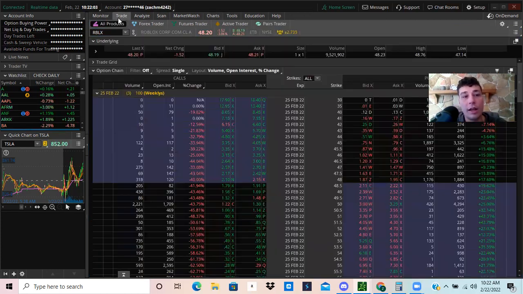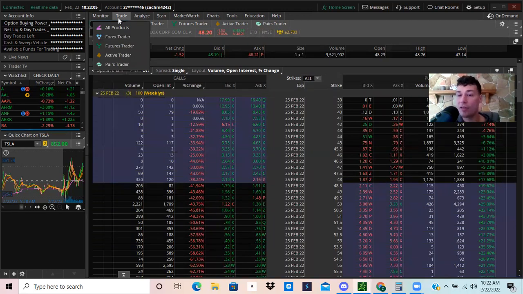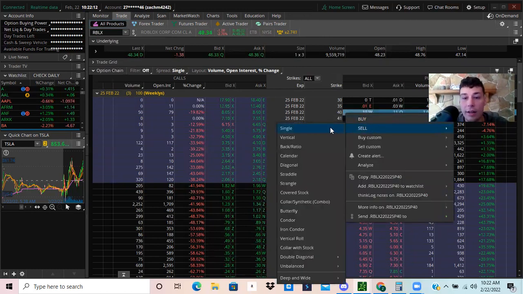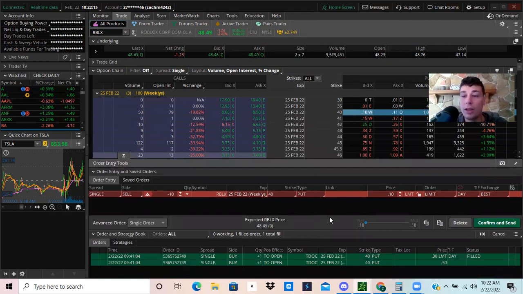What you can do is set that capital to the side. If you have enough money to buy 100 shares of Roblox at 40 bucks, you can come in here and sell the 40 strike put. What this means is that if Roblox is below $40 at expiration date, then you will be forced to buy 100 shares at the strike that you choose. So if we choose the 40 strike, we'll be forced to buy 100 shares of Roblox at $40 a piece. That would be $4,000.